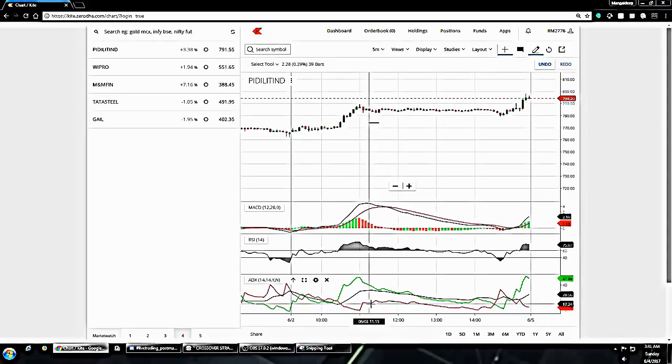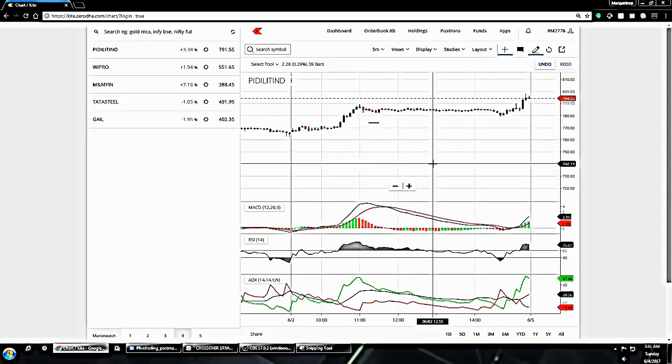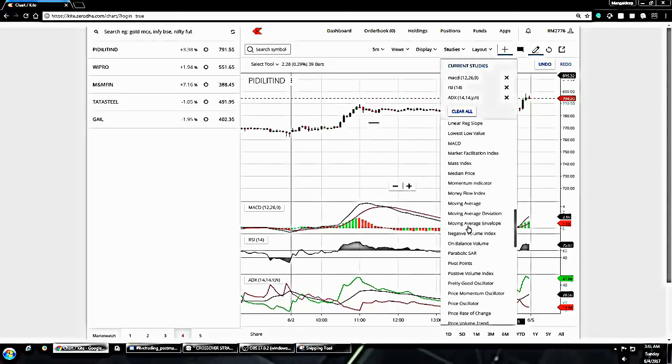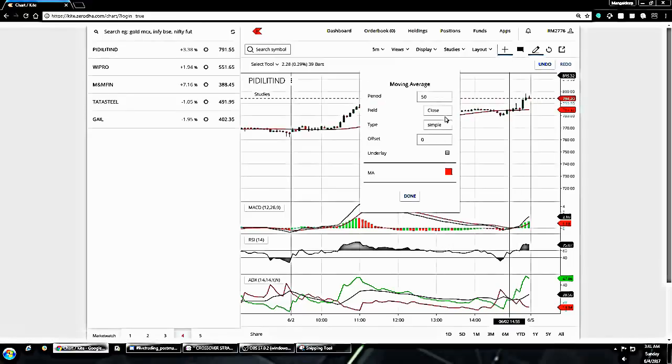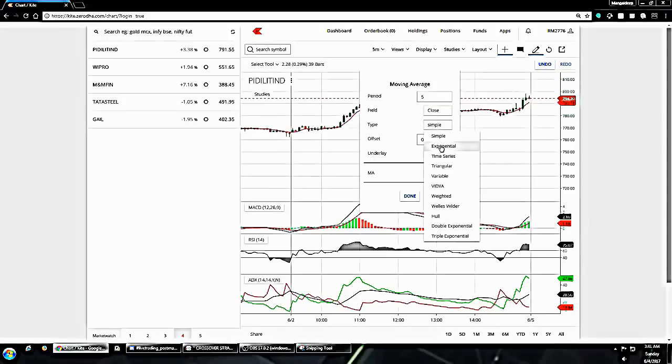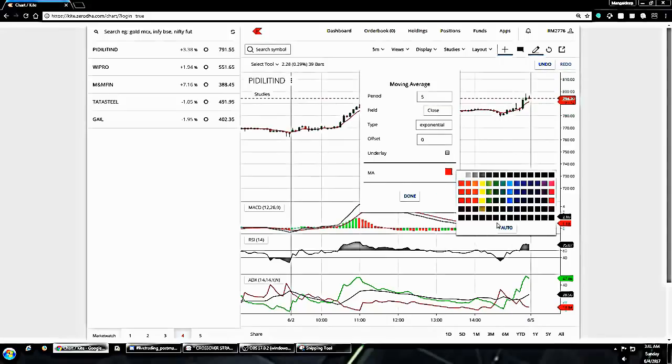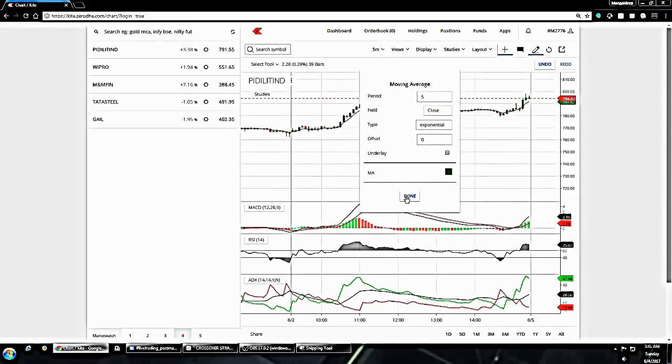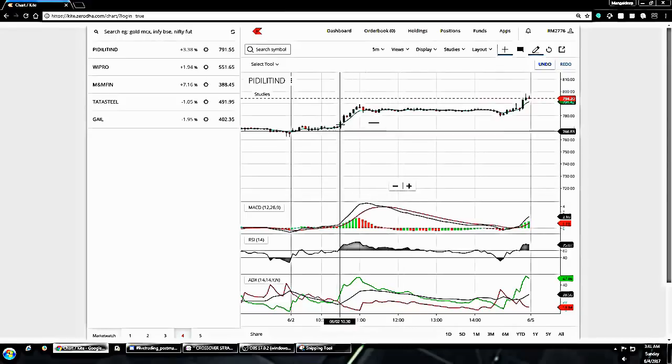Now coming on to the exponential moving average. Let me plot it. How do we plot it? We go to studies, we go to moving average. The first period we'll mention is 5. The field will be close and the type will be exponential. I change the color to green because I use it that way. I click on done. We get one line here.